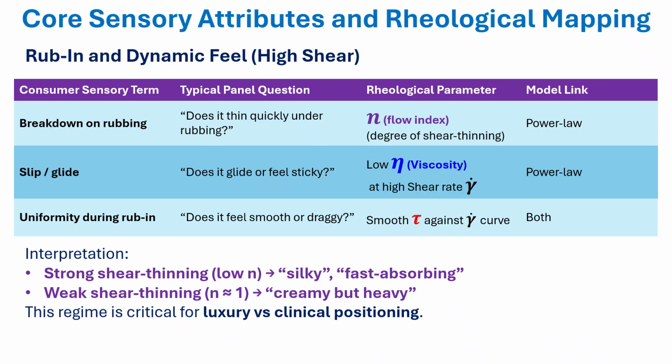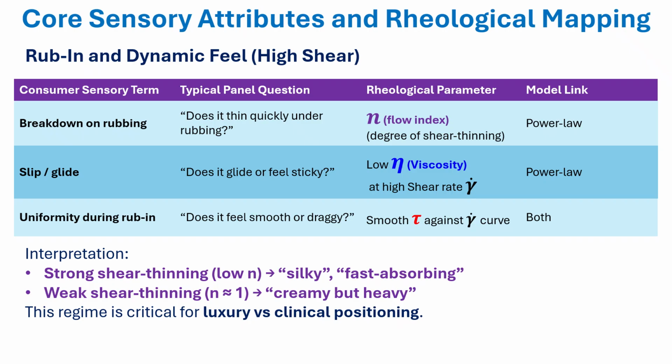As the consumer continues rubbing the product into the skin, the shear rate increases further. Finger movement becomes faster, more forceful, and the cream is now experiencing high shear conditions. At this stage, consumers are no longer focused on whether the product spreads easily. Instead, they're judging the product dynamic: how does it break down smoothly?